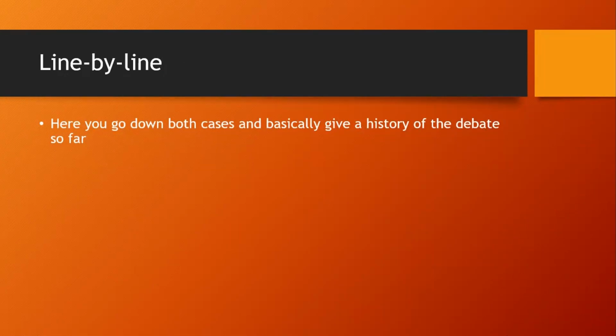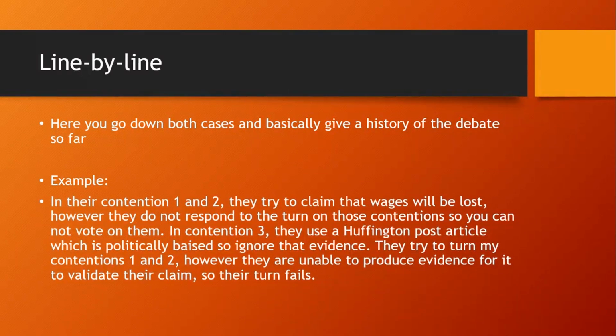All right. And the last thing you want to talk about is the line by line. You generally just want to give a basic history of the debate so far and talk about what's happened so far in the debate to tell the judge who's winning each argument on each level. So if you're going to go on the line by line for the contentions, you want to go, okay, in contention 1, contention 2, they try to claim that wages will be lost. However, they don't respond to the turn on those contentions, so you cannot vote for them on that. Boom. You just tell them right now, if they were thinking or convinced about contention 1 or contention 2, you tell them that they can't vote on contention 1 and contention 2 because you've already responded to that, and they haven't responded to your response, so contention 1 and contention 2 provide no offense for them.